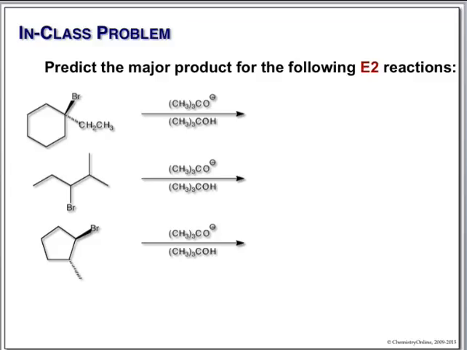Here we have our leaving group, that's our bromine. We need to choose which hydrogen we're going to pull off here. Here we have hydrogen on an ethyl group adjacent to the ring. Here we have hydrogens that are in the ring.